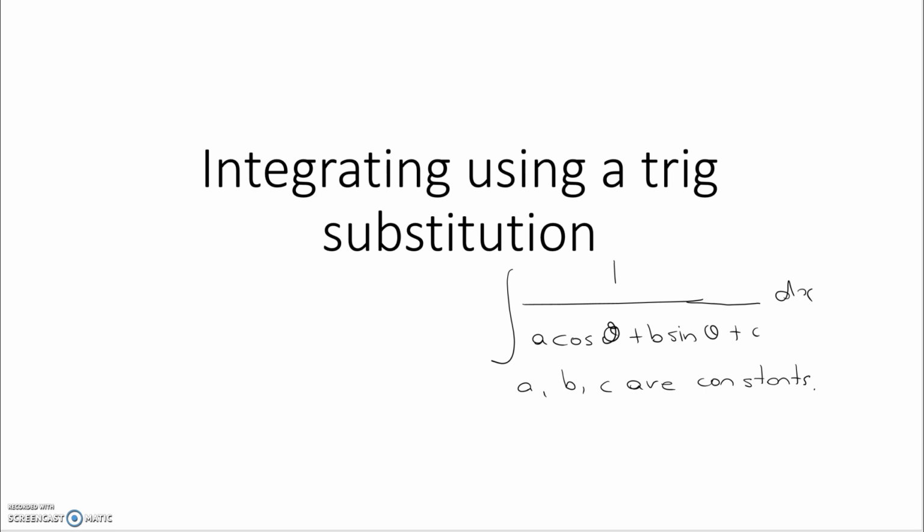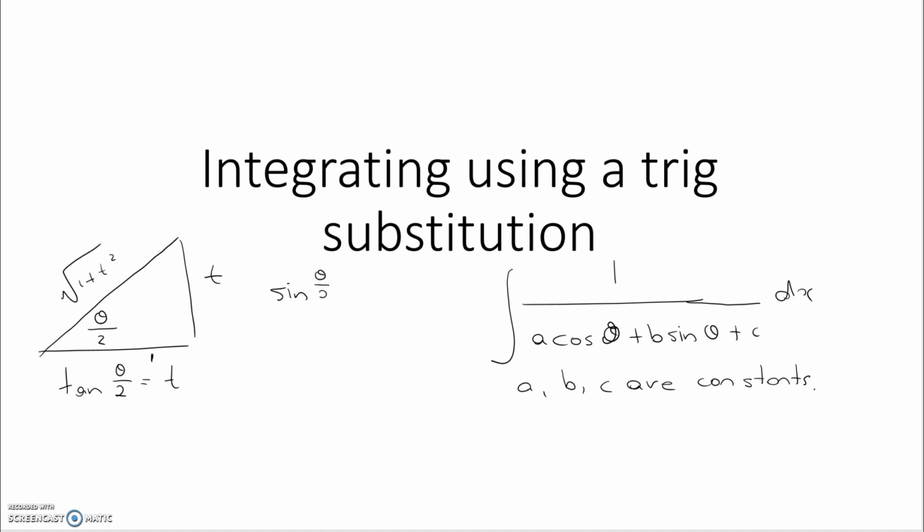Now you're given this, but just remember that it's coming from a triangle where in this particular case we're looking at theta over 2, and we're given that tan theta over 2 is equal to t, which means the opposite side must be t, and the adjacent side must be 1, which means your hypotenuse must be the square root of 1 plus t squared. This means then sine theta over 2 is equal to t over that hypotenuse, and that cos theta over 2 is equal to 1 over that hypotenuse.